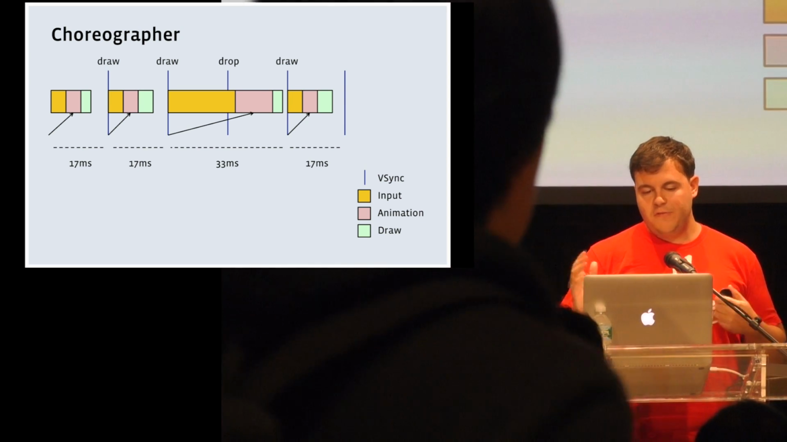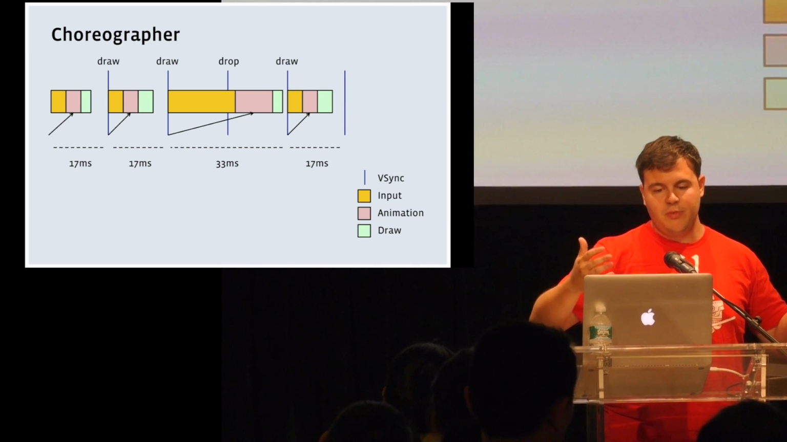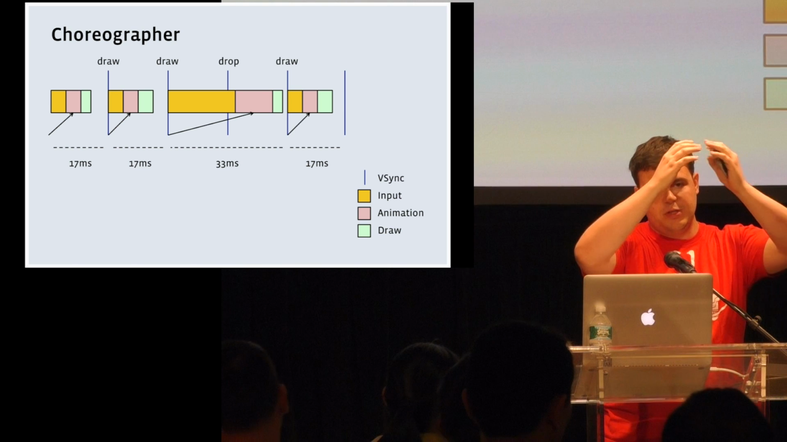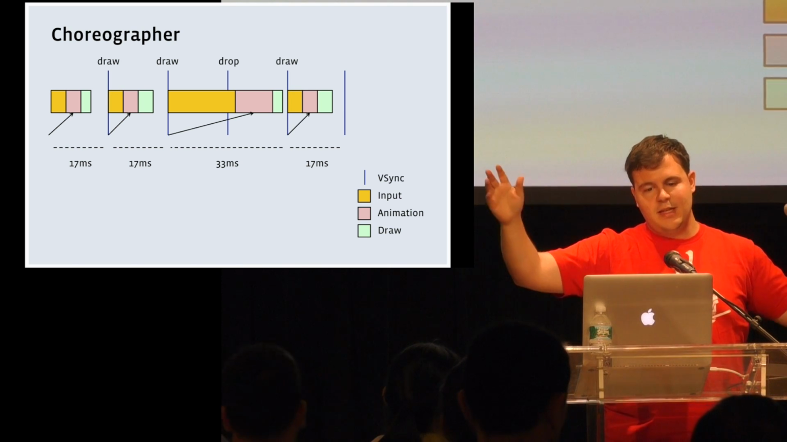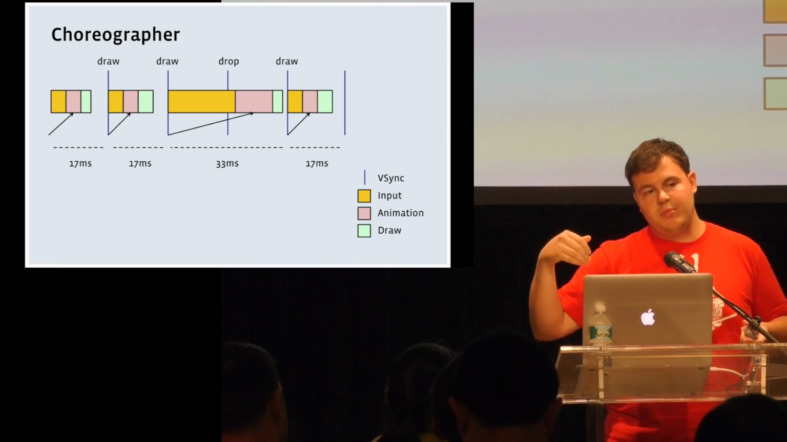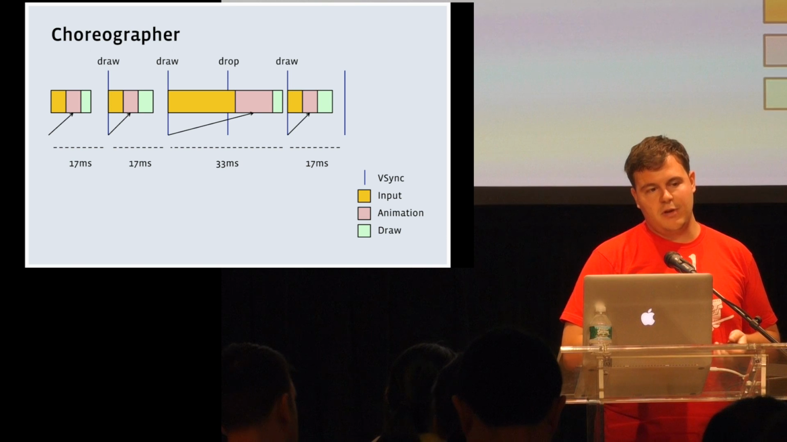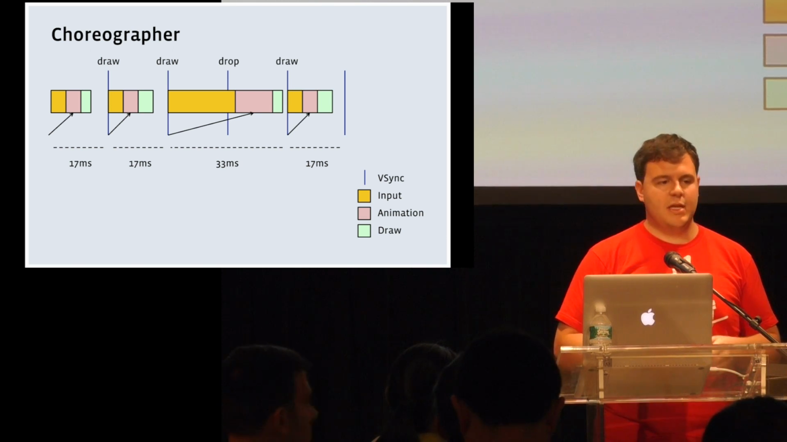No, the question is, what if input here was really small and the animation step of this was finished in time, and then draw just took a really long time and dragged into that second frame? You still would end up getting the vsync timestamp of the third frame here delivered to the second frame. So it does account for that problem.